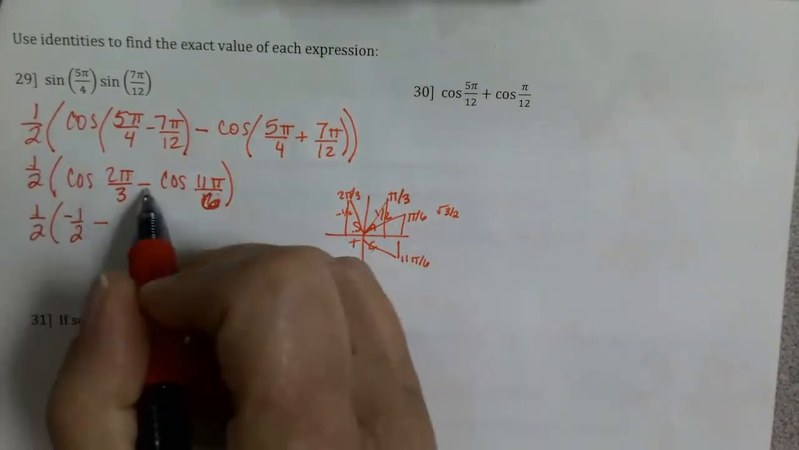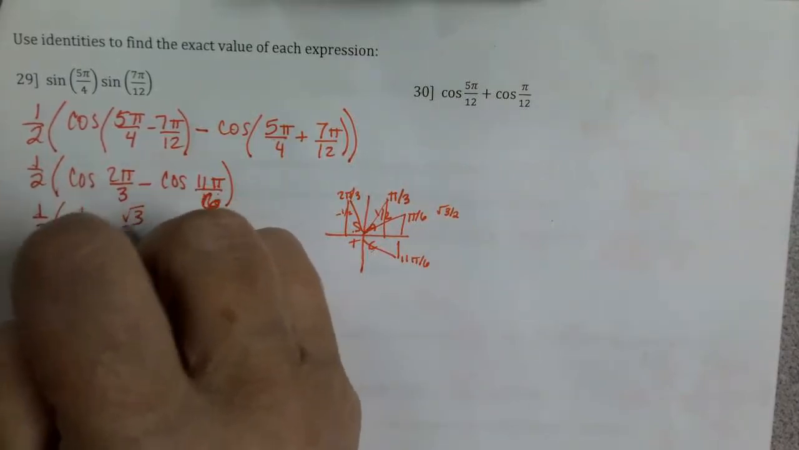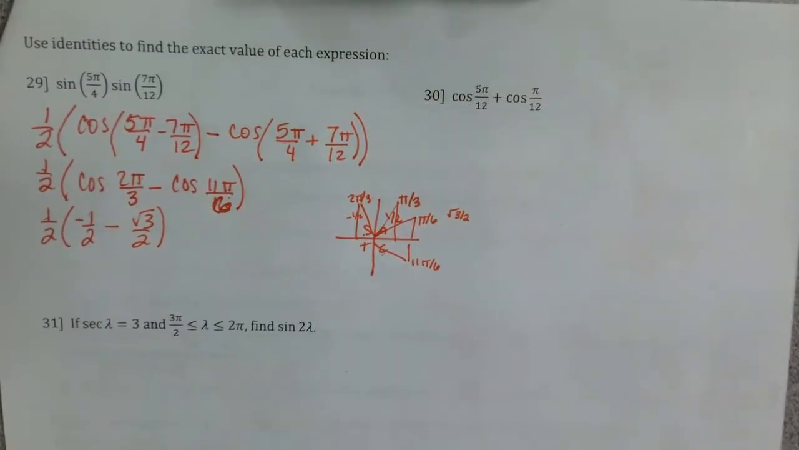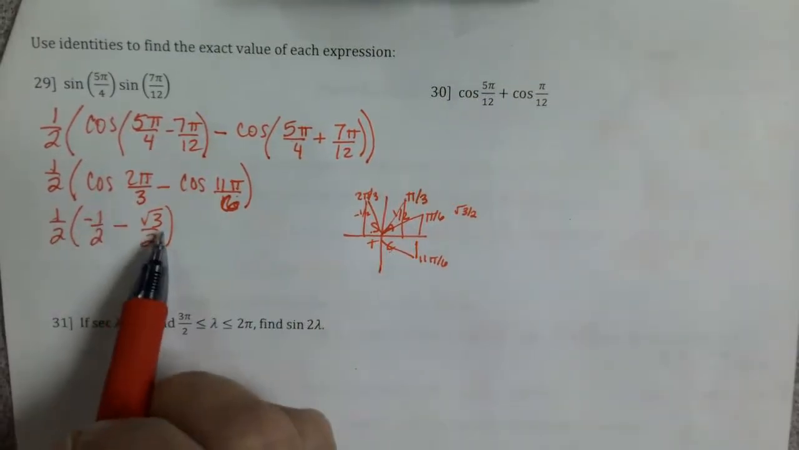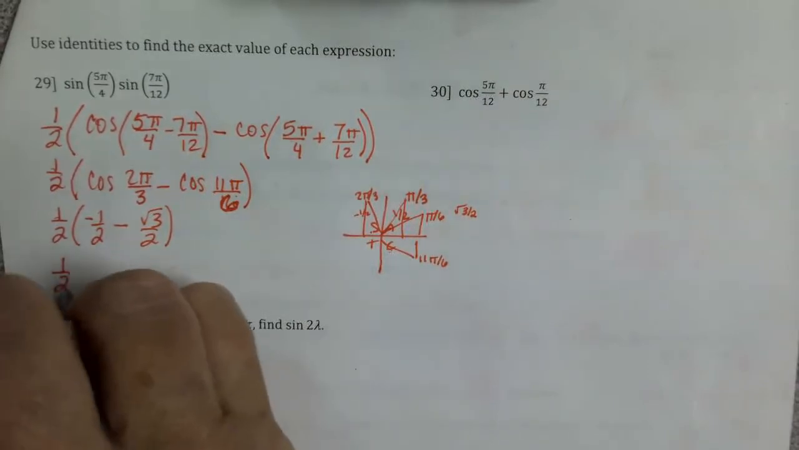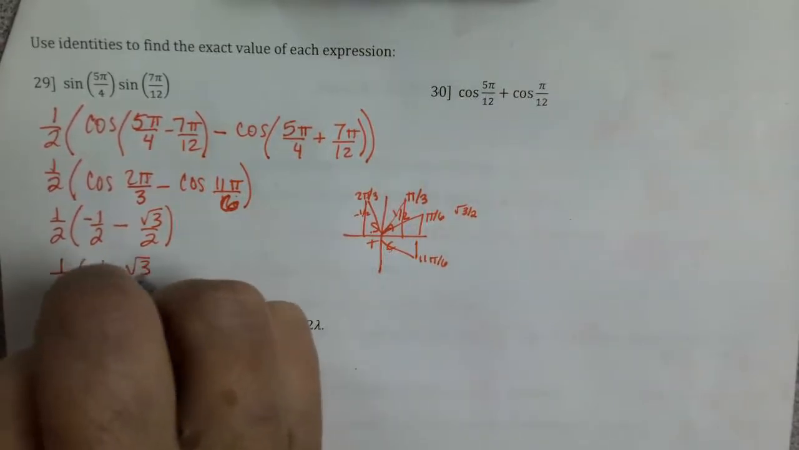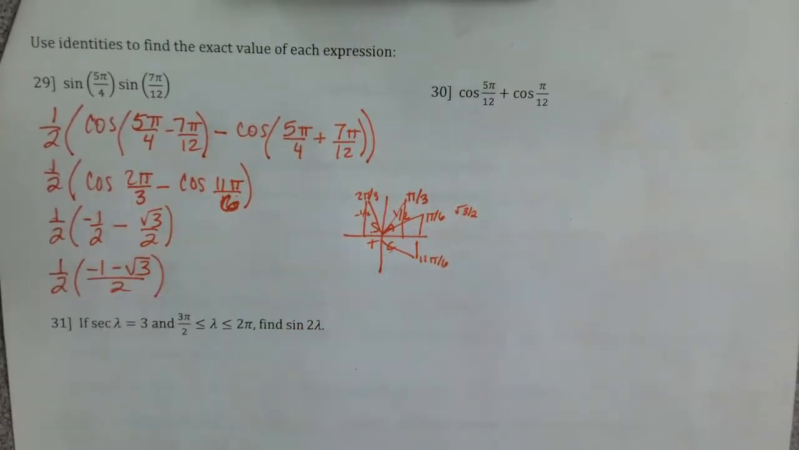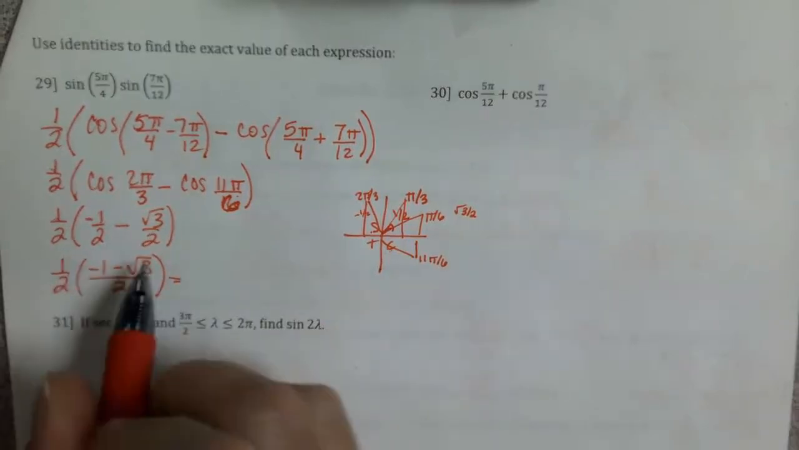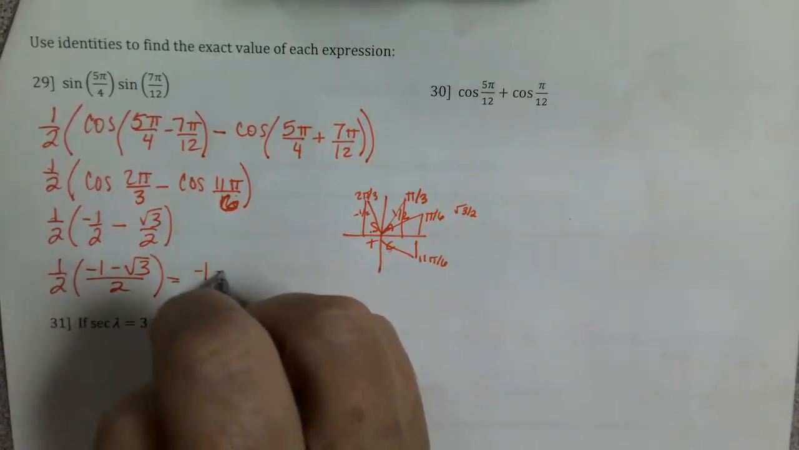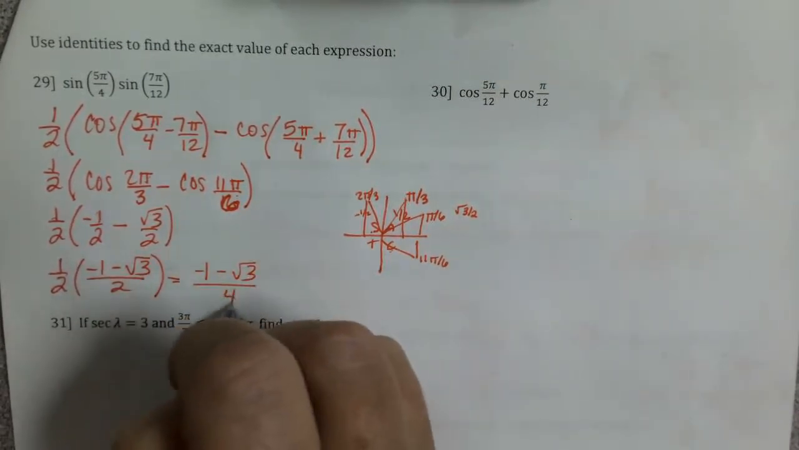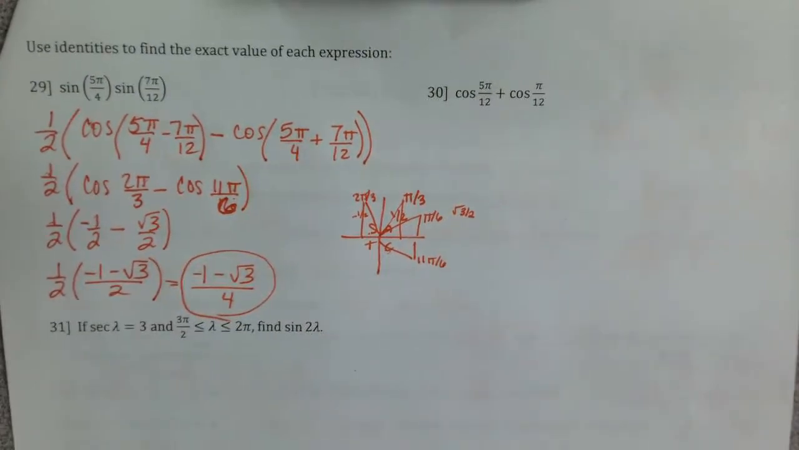So we're subtracting a positive root 3 over 2. We have a common denominator, so we can combine the numerators. So negative 1 minus root 3, all divided by 2, and then we'll multiply these fractions straight across to get negative 1 minus root 3, all divided by 4.